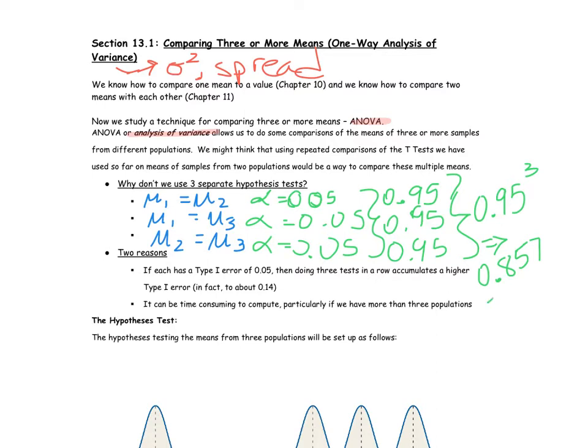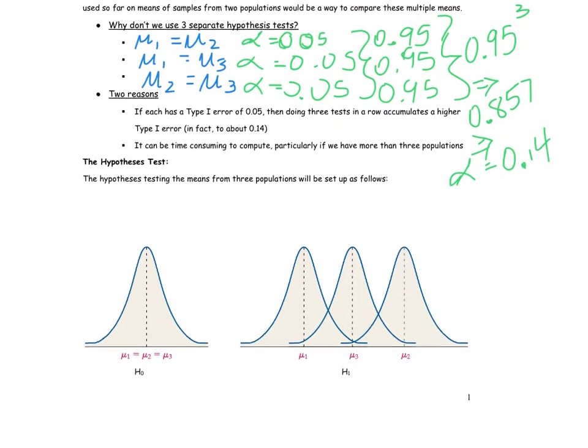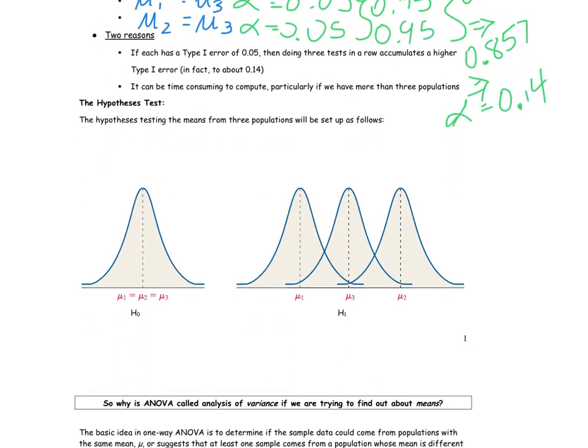So that would mean our new alpha is now much bigger than 0.05. It's 0.14. So why are we doing this? This is the motivation about why we're introducing our ANOVA test. Let's go down to how the hypothesis test is going to look for an ANOVA.